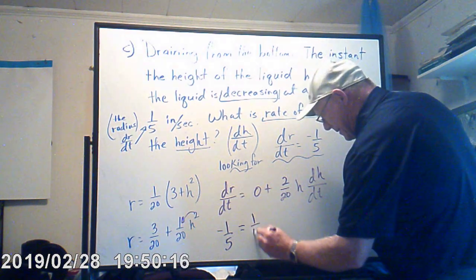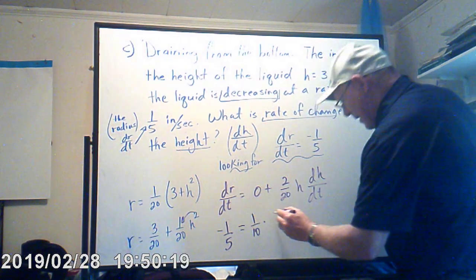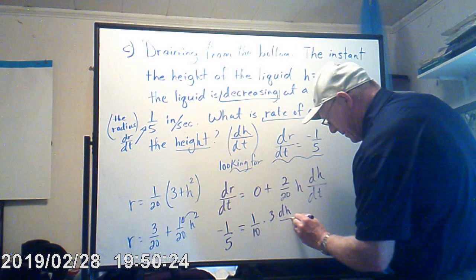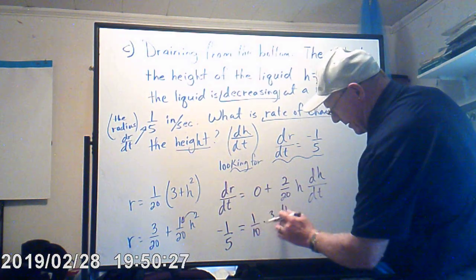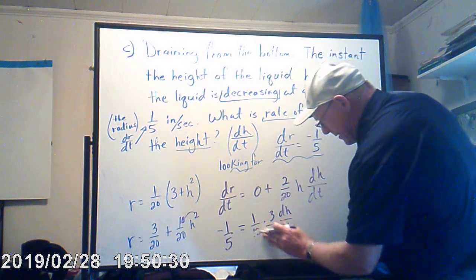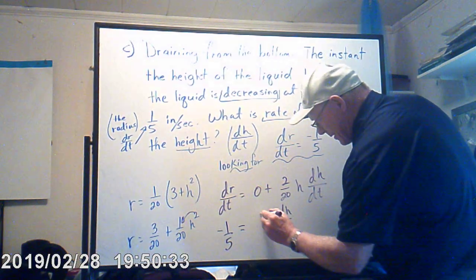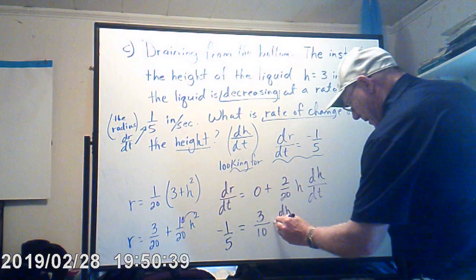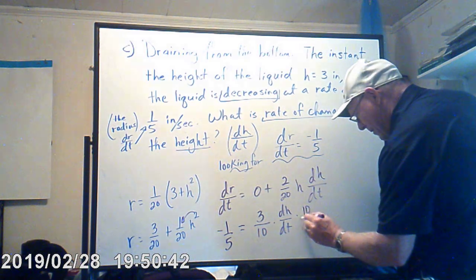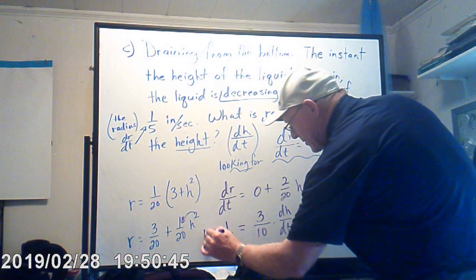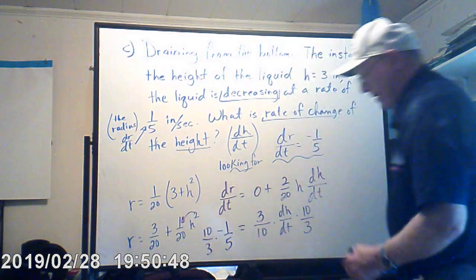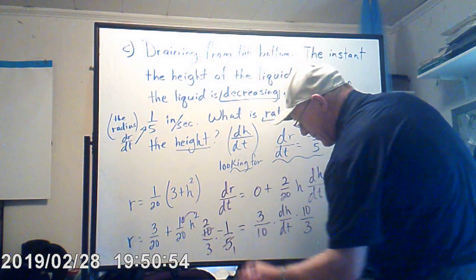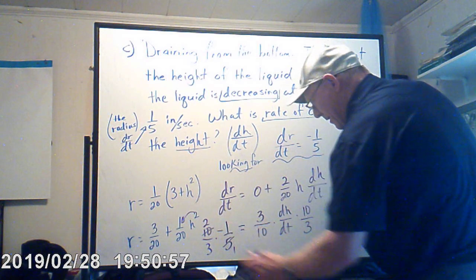2 over 20 is 1 over 10. So 1 over 10 times 3 dh over dt. So that's 3/10. I'm running out of board space, so bear with me. Then I want to solve for dh over dt, so I'm simply going to multiply by 10 over 3. Very quickly I can see 5 goes into 10 2 times, 5 goes into itself 1. So 2 times negative 1 is negative 2.